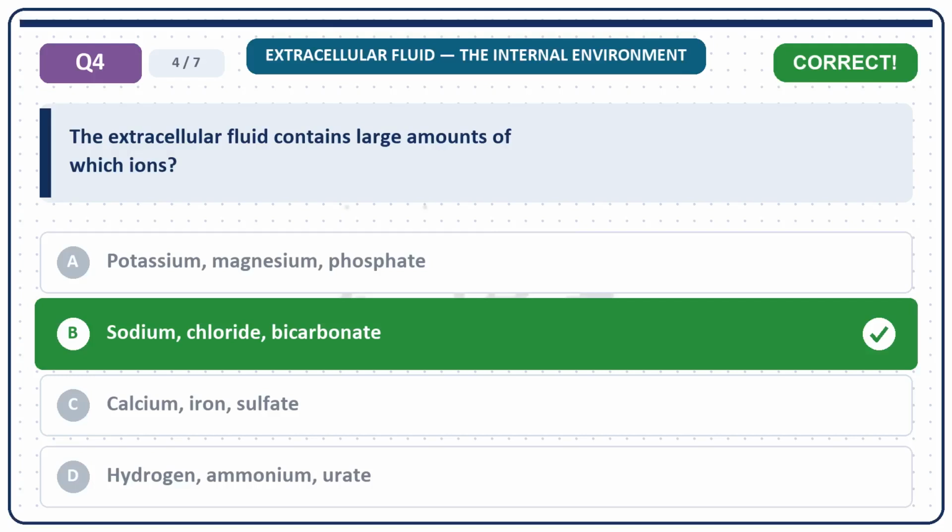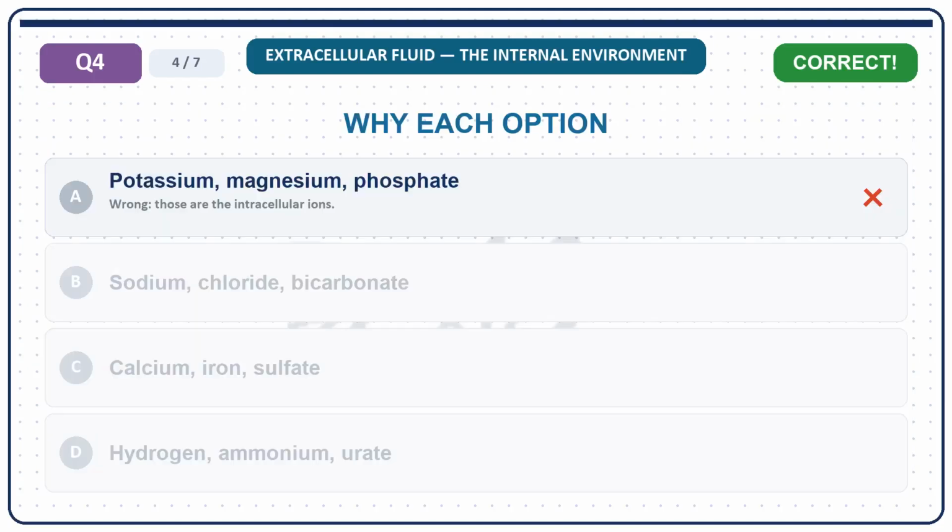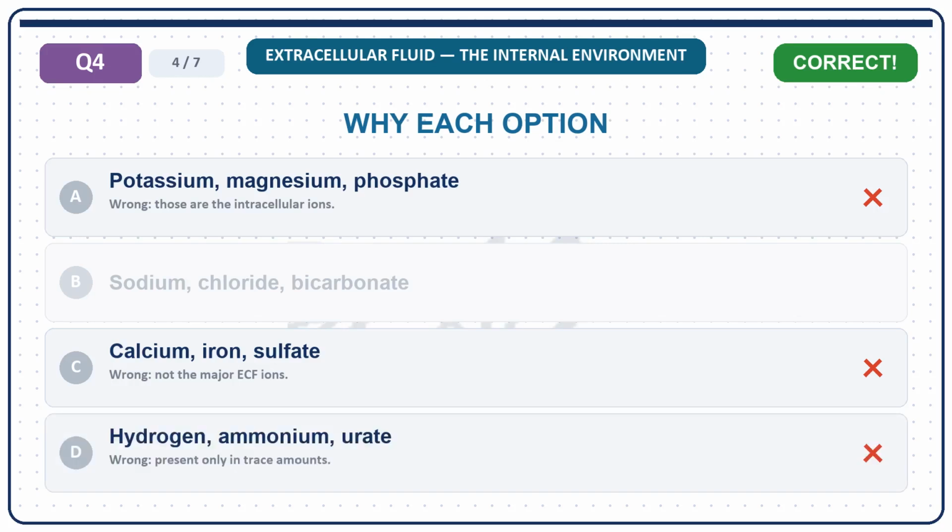That's correct. Now, let's break down each option. Option A, potassium, magnesium, phosphate. This one is wrong, because those are the intracellular ions. Option C, calcium, iron, sulfate. This one is wrong, because they are not the major ECF ions. Option D, hydrogen, ammonium, urate. This one is wrong, because they are present only in trace amounts.